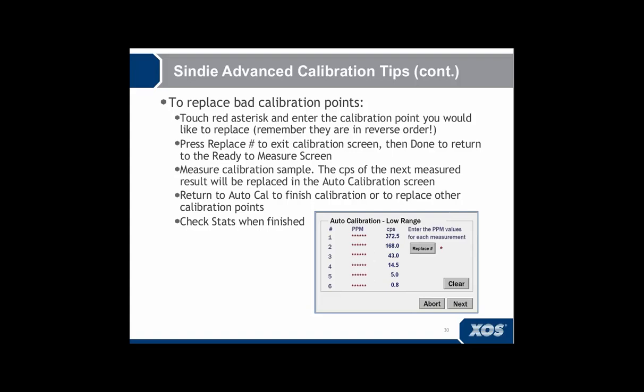After you've entered the point that you want to replace, you push the replace number button to exit the calibration screen, then done to return to the ready to measure screen. Next, you will measure that calibration point that you're trying to replace. The counts per second of that next measured result will go to the position that you selected in the auto calibration screen. And then after that, you can return to the auto calibration to finish the calibration, or you can replace other calibration points. Do note that you can only replace 1 point at a time, and you can replace the points as many times as you wish. Then when you're done, finish calibration and go back and check your stats.